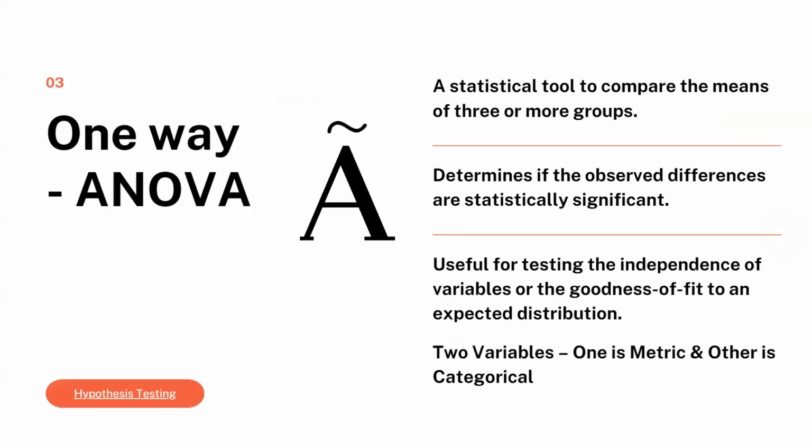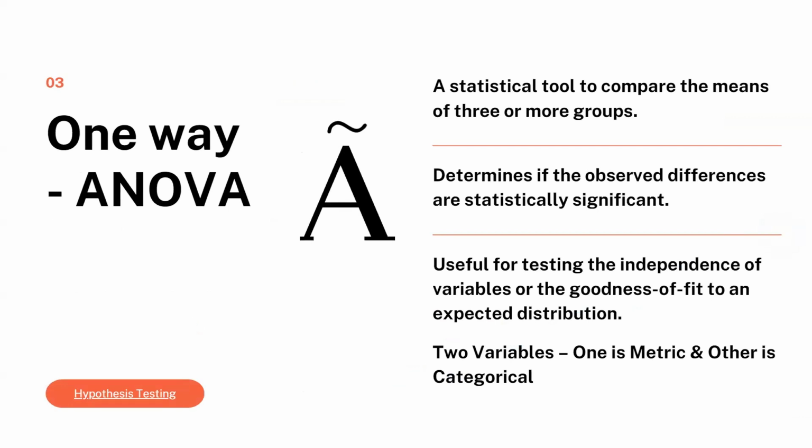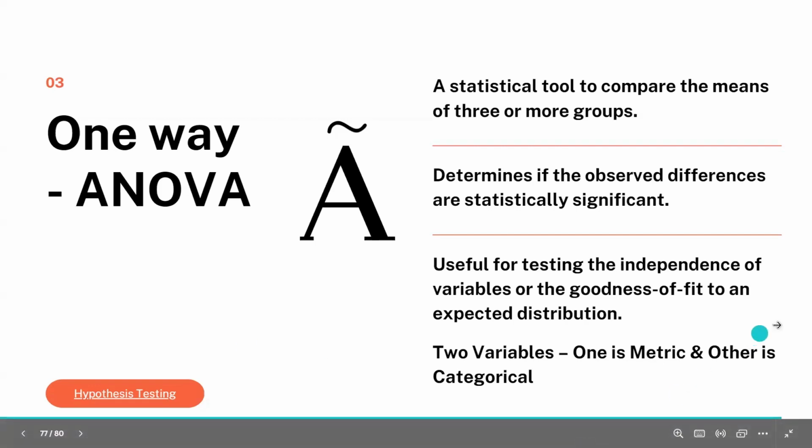And the second tool is one-way ANOVA. A one-way ANOVA is a statistical tool to compare the means of three or more groups. It determines if the observed differences are statistically significant or not. There may be two variables: one is a metric variable and another one is a categorical variable. In chi-square, both variables are categorical. But in one-way ANOVA, if there are two variables, one is a metric variable and the other is categorical.